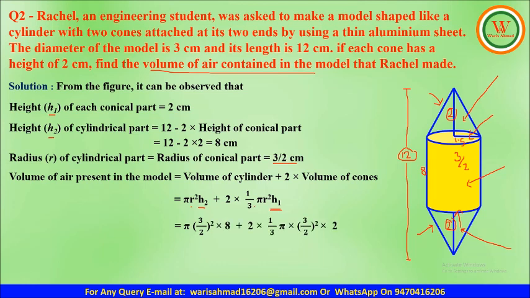After solving this line we will have 18 pi plus 3 pi, that will be equal to 21 pi, and after solving this line we will get 21 into 22 upon 7. On the place of pi we can write 22 upon 7. 7 3s are 21, and finally we will have 66 centimeter cube. That is the volume of air present in this model. So this is the final solution of this question.